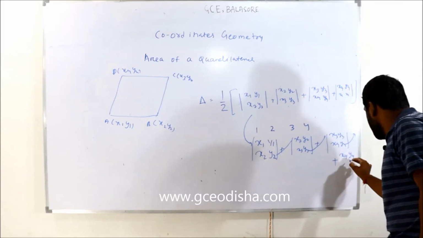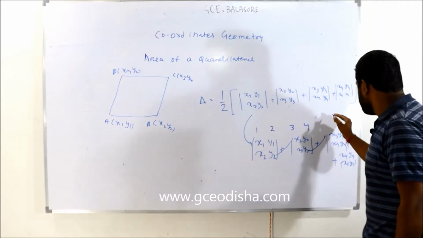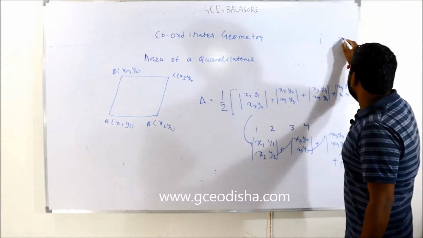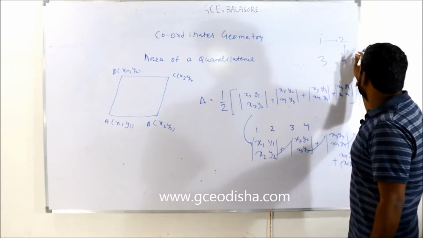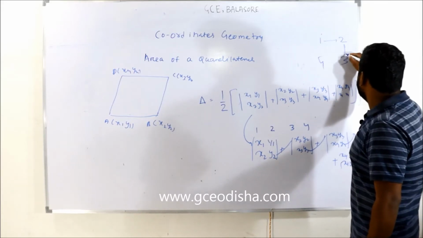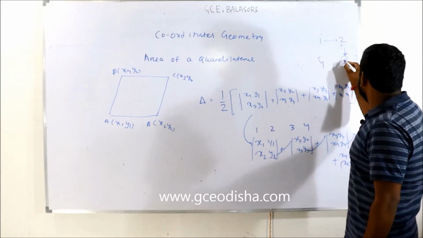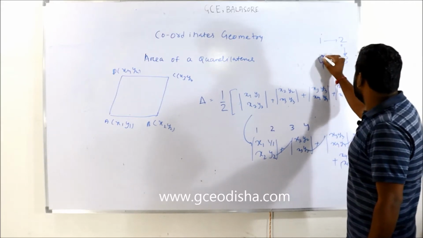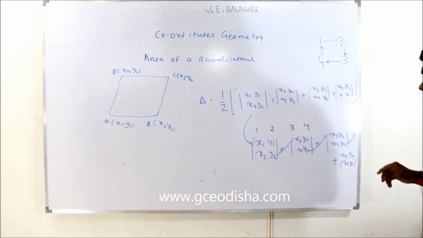x4 y4, then again it goes back to 1, x1 y1, and this is a circle type. This is 1 2 3 4, sorry, this is for the circle type: 1 2, 2 3, 3 4, 4 1. With this we can find the area of the quadrilateral.